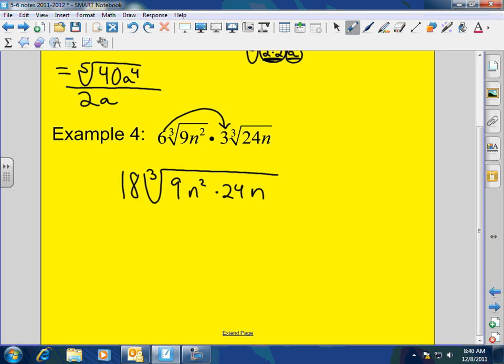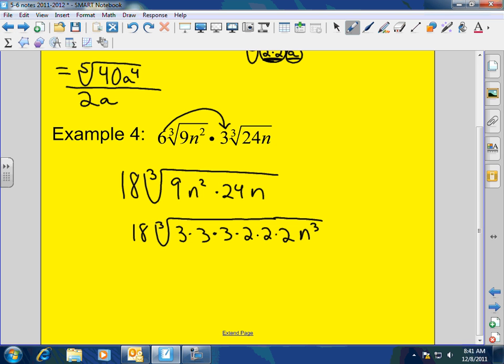Now in this case, I like to really simplify things instead of expand them to break them down again. So what am I talking about? Let's break down what's inside the radical. Let's break down the radicand to its prime factors. So I've got 18 times the cube root of 9, which is 3 times 3. 24 is 3 times 8, which is 2 times 2 times 2. And then I have 3 n's. Now when you break it down like this, it's very simple to figure out the answer.